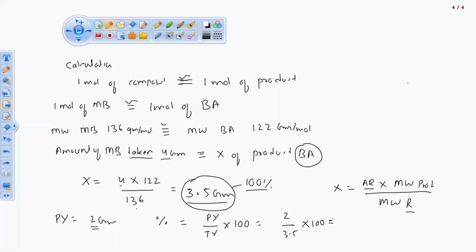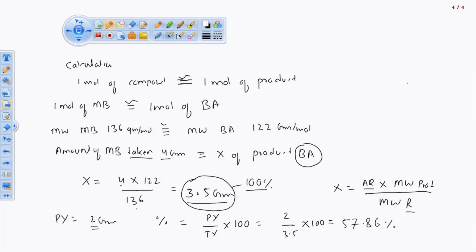Am I audible? How much did you get? 55.86. 57.14. 57.86%. So we got more than 50% of the product. So like this we are going to calculate our practical yield. This is the whole theory behind the experimentation.